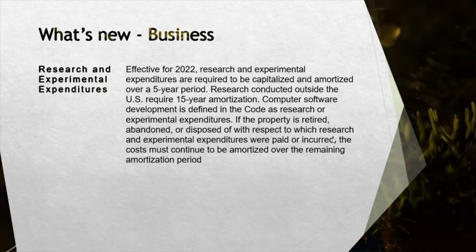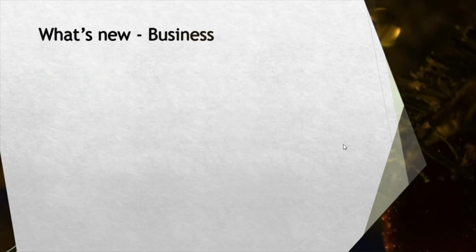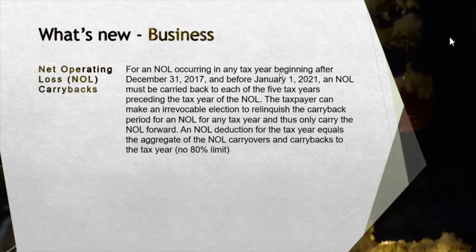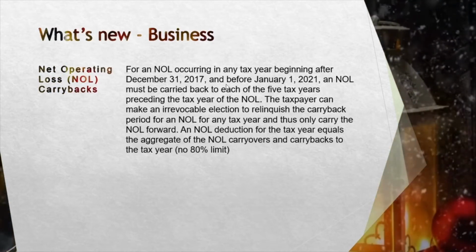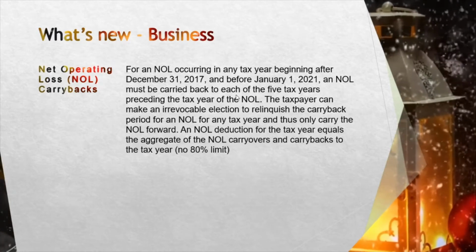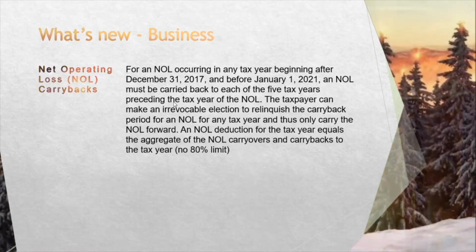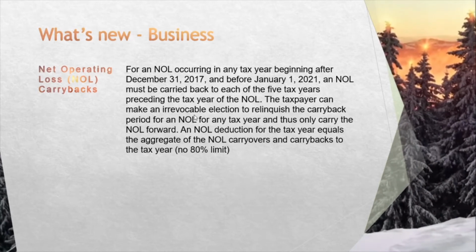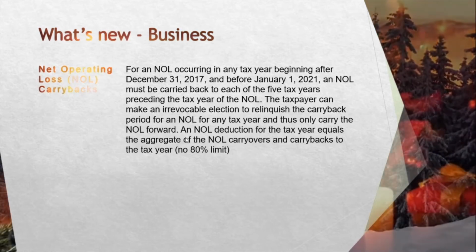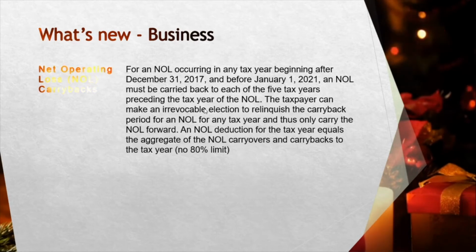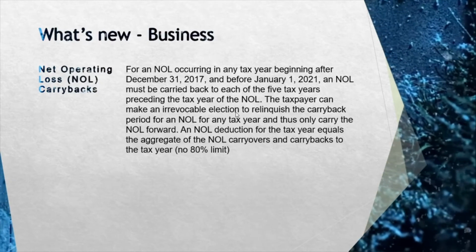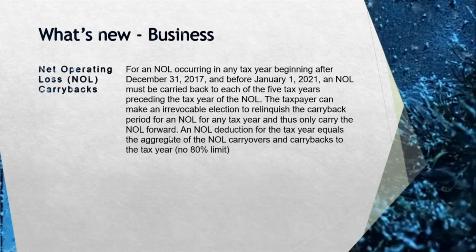Okay, so let's go to the net operating losses. For a net operating loss occurring in any tax year beginning after December 31, 2017 and before January 1, 2021, an NOL must be carried back for each of the 5 tax years preceding the tax year of the NOL. The taxpayers can make an irrevocable election to relinquish the carryback period for an NOL for any tax year and thus only carry the NOL forward. You see this irrevocable? If you selected to carry it forward, you cannot change it. Okay? If in 2018 you selected to carry it forward, you cannot go back.